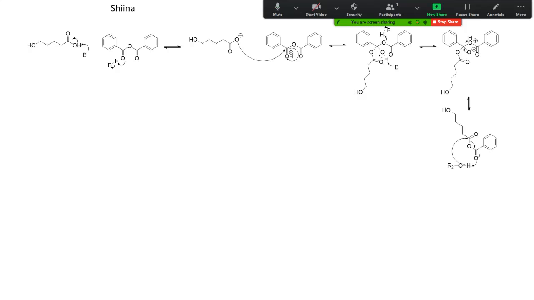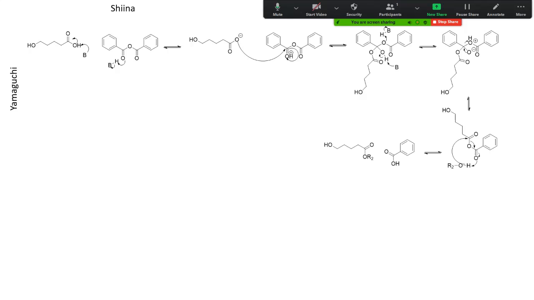Then the alcohol attacks the ester farthest from the aromatic, breaking off its ester bond, forming a carboxylic acid with the aromatic ring and reforming a new ester with the alcohol.